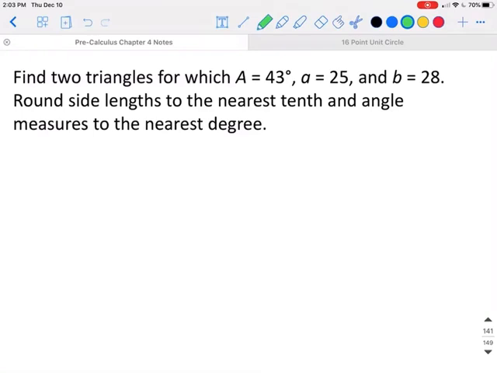Now, this one does tell us we need to find two triangles. So we don't have to find the h value. We can see that there will be two triangles, but we already know it's telling us to find two triangles for the solution. So I'm going to break this into two different parts. We're going to find solutions on one side, and we're going to find solutions on the other side.